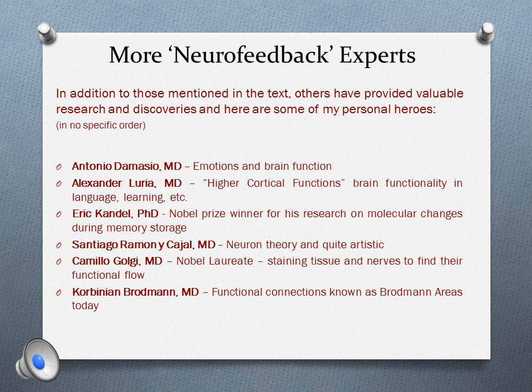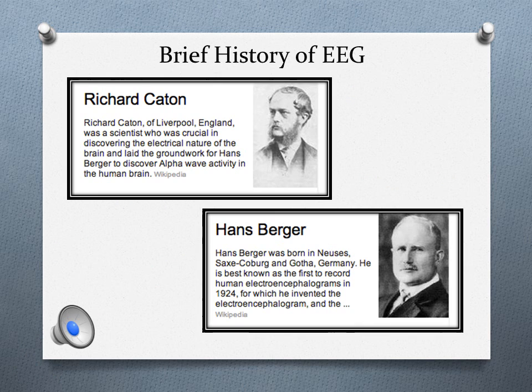Your book mentions many neurofeedback experts. I would like to just pass on a few more names of people who have contributed to our knowledge of how the brain works, and therefore strengthened our notions about what it is that we're doing and what it is that we're actually training. Here you have the two fathers of EEG, Richard Caton, who measured the electrical nature of the brain in animals, and Hans Berger, who was the first to measure the brain's electrical activity in humans.